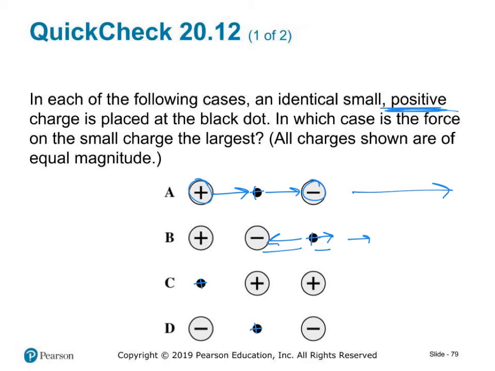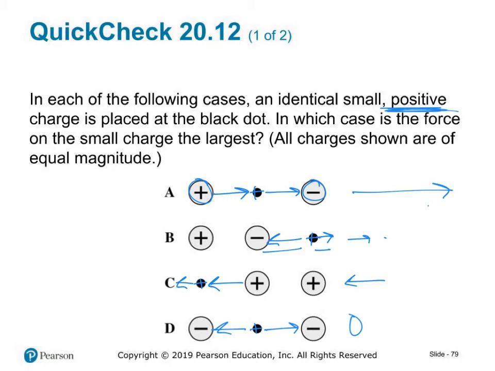Okay, next up. This one's repelling, pretty big. This one's repelling, but it's pretty small because it's far away. So that one's going to have a semi-large arrow that way. Definitely bigger than this one, but smaller than that one. And last but not least, we've got two negative charges that are both pulling. So that one's pulling, this one's pulling. They're balanced, so total force there is going to be 0.